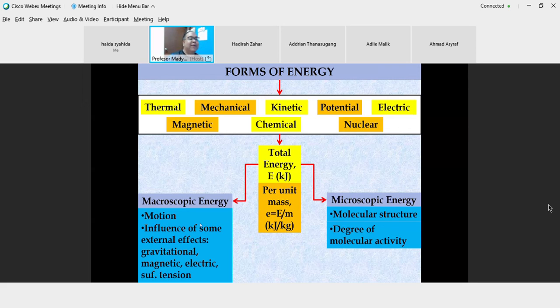And then we have two types of total energy. One is called macroscopic, another one is microscopic. Macroscopic means you can see. Anything at all, macro you can see. Micro you cannot see, you have to look underneath of it. Apa tu yang kita tengok, yang kita duduk teropong tu, teleskop lah. Microscope. That's why I call it microscopic.